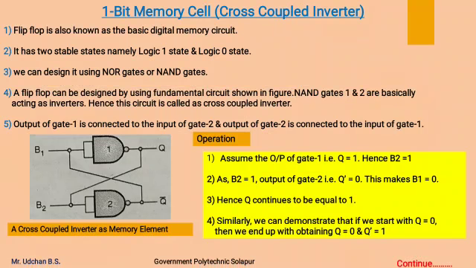So let us start with the 1-bit memory cell. What is 1-bit memory cell, which is also called a cross-coupled inverter? The flip-flop is known as a basic digital memory circuit. Means the flip-flop can store 1 bit of data in it. It has two stable states, namely logic 1 state and logic 0 state. We can design it using NOR gates or NAND gates.